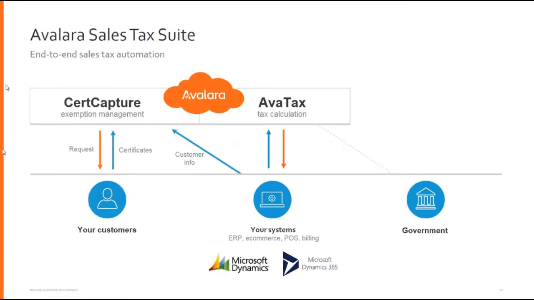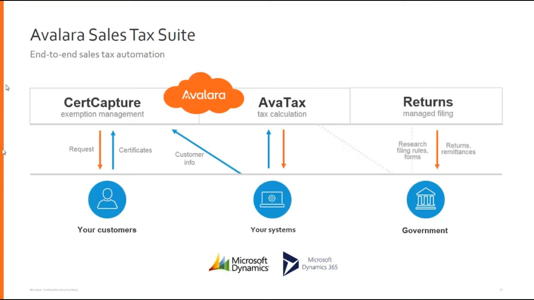When you're processing your sales tax transactions, if you have an exemption certificate on file for that customer, the transaction will automatically be exempted based on that information in CertCapture. And then finally, the last component is our managed returns service. We file your tax returns when it's time to file. All you need to do is review a liability worksheet report based on the tax data that came from Avalara Tax into your system. Then Returns will prepare and file your returns and submit your payments to the appropriate jurisdictions.